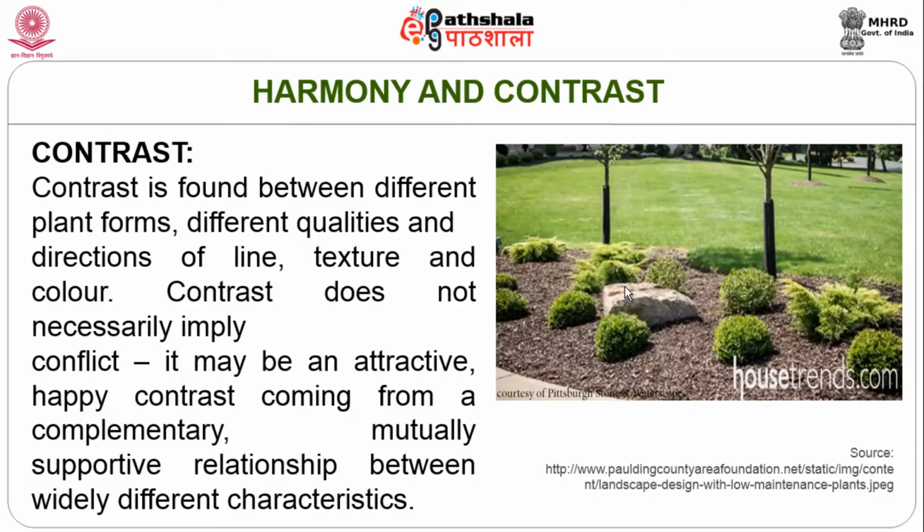Looking at contrast in detail, contrast is found between different forms, different qualities, direction of line, texture and color. So, as I told you, there are different qualities or characteristics based on which we can see, like line or texture or color. When we saw the visual characteristics of plants, we saw all these are different types of characters that are available here, and contrast does not necessarily imply any kind of conflict. It may be attractive. There could be some kind of differences, there could be a happy contrast coming from complementary, mutually supportive relationship between widely different characteristics.